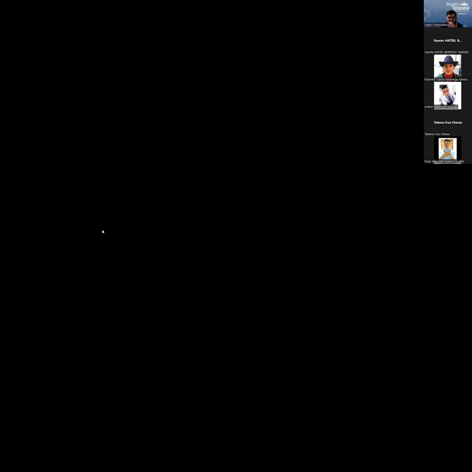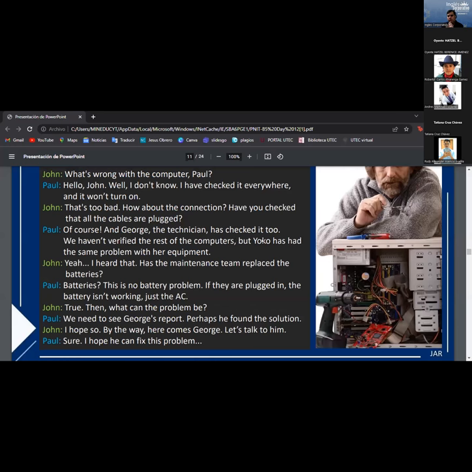Of course, and George, the technician, has checked it too. We haven't verified the rest of the computers. But Yoko has had the same problem with her equipment. Yeah, I heard. Has the maintenance team replaced the batteries? Batteries? This is not a battery problem. If they are plugged in, the battery isn't working, just the AC. True. Then what can the problem be? We need to see George's report. Perhaps he found the solution. I hope so. By the way, here comes George. Let's talk to him. Sure, I hope he can fix this problem.